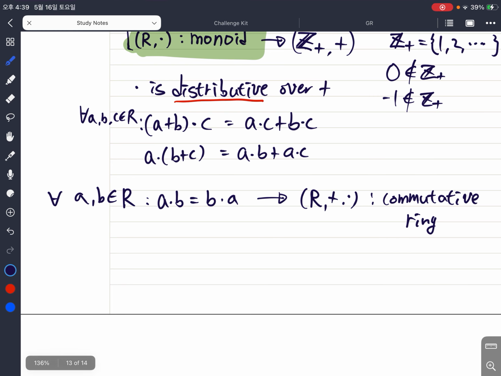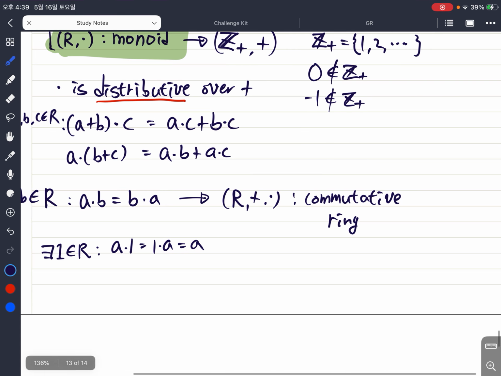If there is a 1, what is 1? 1 in R. What is 1? 1 is some neutral element or identity for multiplication. So A dot 1 and 1 dot A is just A. If such an element exists in set R, we call R a unitary ring. So R plus dot is a unitary ring.